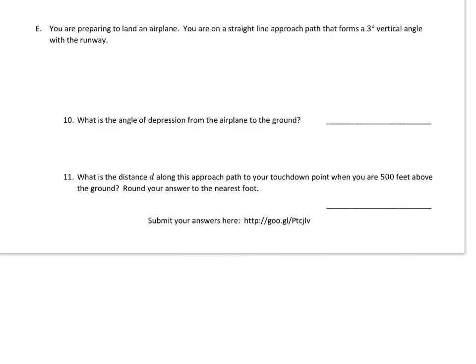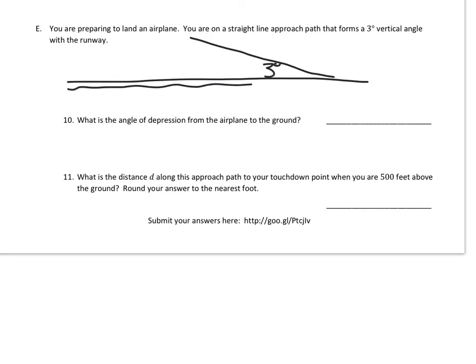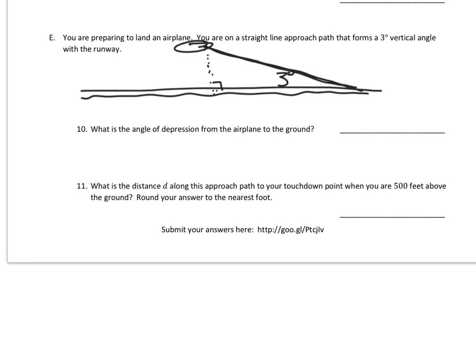In part E, when it says you're preparing to land an airplane, you're on a straight line approach path that forms a 31-degree vertical angle with the runway. So this being the runway here on the horizontal, the plane would follow a straight line path. So that's going to be the hypotenuse of a right triangle formed whenever you look at how high the airplane is straight up in the air, and then following its straight line path, which would go down the hypotenuse of this right triangle.